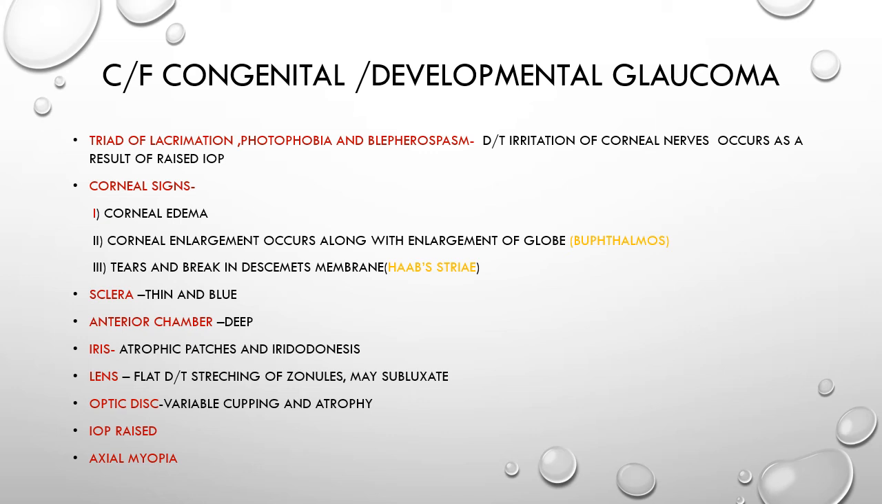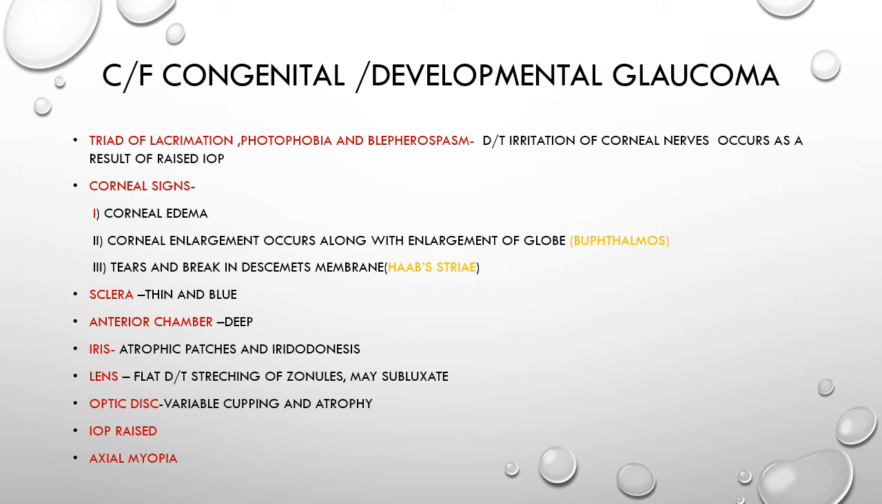So the patient will have a lot of lacrimation, photophobia will be there. The patient just buries his head into the pillow. That is the feature of this congenital glaucoma. And just to avoid the light, he will be continuously blinking his eyes. That causes the blepharospasm. So the corneal enlargement will be there.